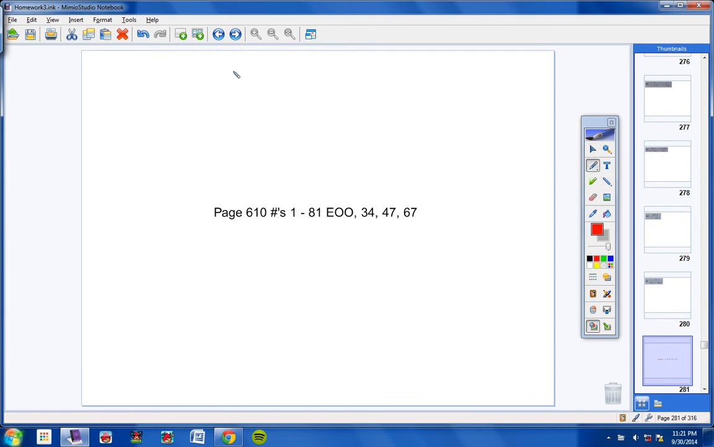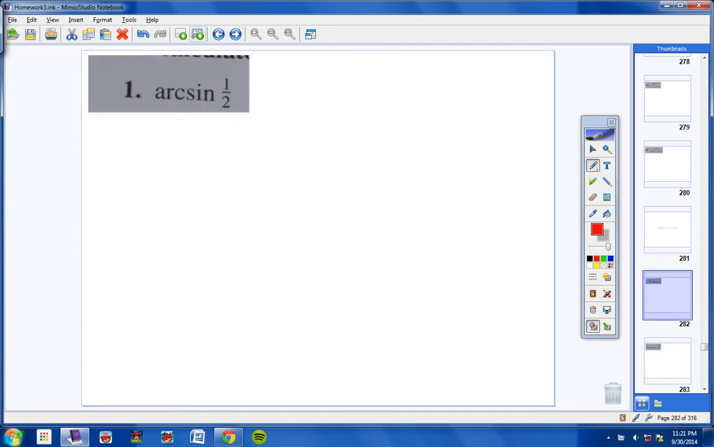Let's go ahead and get started with numbers 1 through numbers 1, 5, 9, and 13. The directions say to evaluate the expression without the aid of a calculator. So here we go, students. Let's go ahead and get into this right away.